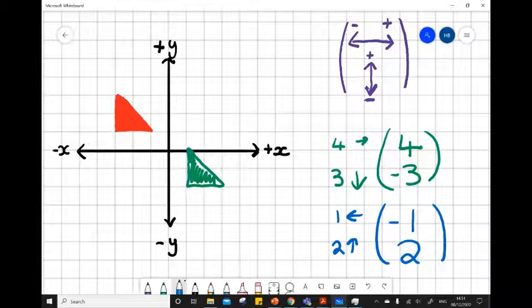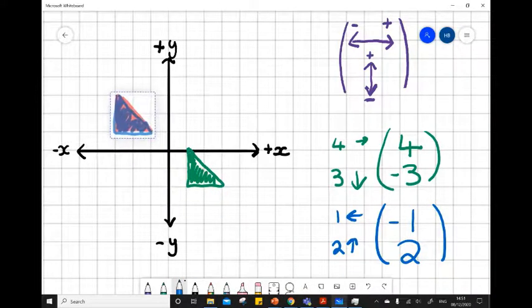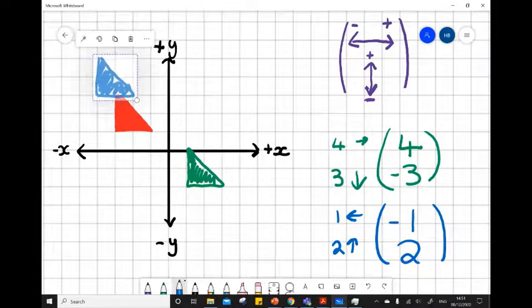So if I draw another triangle, we're going to start on the red one. We're going to go 1 to the left, 1, and then we're going to go 2 up, 1, 2. So I've successfully translated the red triangle 1 to the left and 2 up using the column vector -1 and 2. Okay? Now, let's have a look at some examples of how you're going to complete the task today.